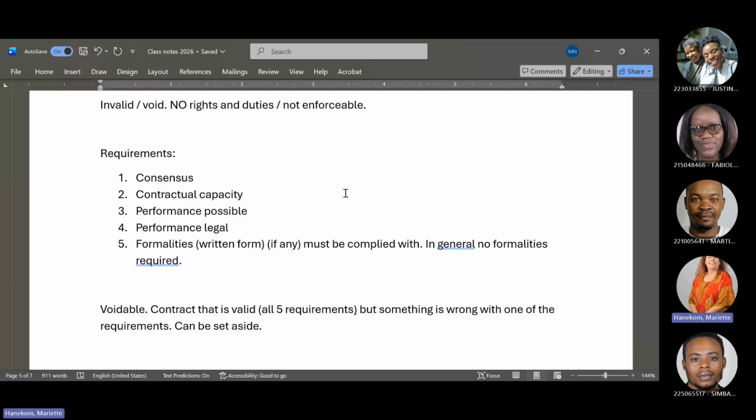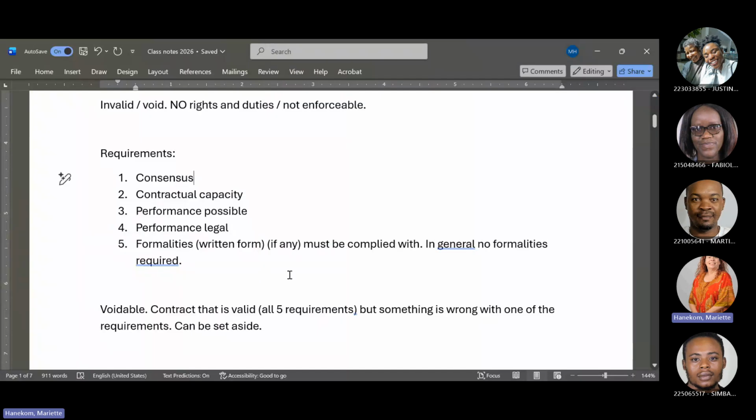So then we stopped and we looked at consensus, the requirement of consensus. Now, consensus, complete agreement, is integral to contracts. Without consensus, there will not be a contract. But consensus is not the only requirement. There can be as much consensus as you like. Parties can be agreeing until they're blue in the face. If they do not have contractual capacity, if performance is not possible, if performance is not legal, it will not be a valid contract.